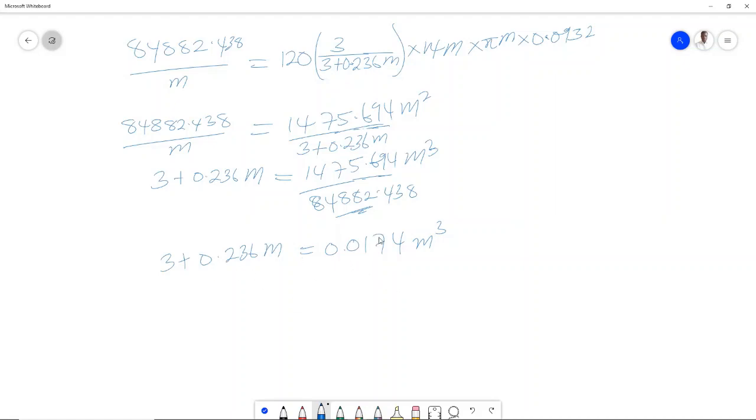From here, this is a cubic equation. We can rewrite it and say that 0.0174 M cubed minus 0.236 M minus 3 is equal to 0. So this is a cubic equation. You can solve it with your calculator. Punch this in and let's see what you get.